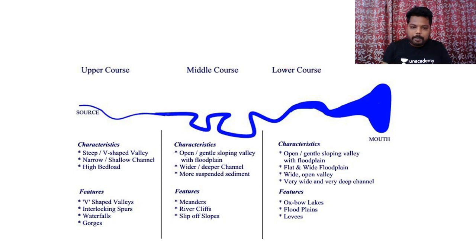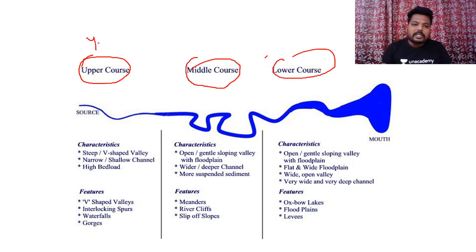Please try to remember these three statements. It is not given in NCERT, related to upper course, middle course or lower course, or we can simply say youth stage, mature stage and older stage. This type of landform differentiation has been given in your 11th NCERT, but in the 7th NCERT it has not been given. Please try to remember these three aspects.